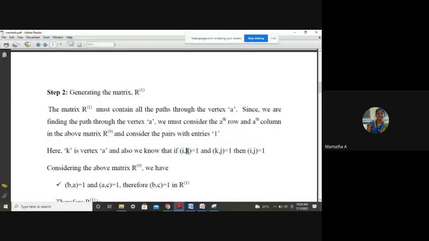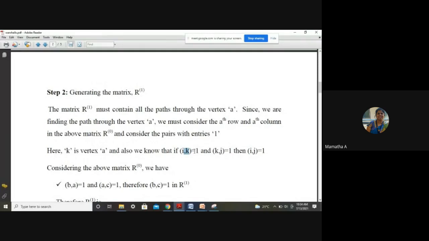Which vertex is acting as k, students? A, ma'am. A is acting as the vertex k for me. So I comma a equals 1 and a comma j equals 1. So I have to just find out which are all the entries which are 1.